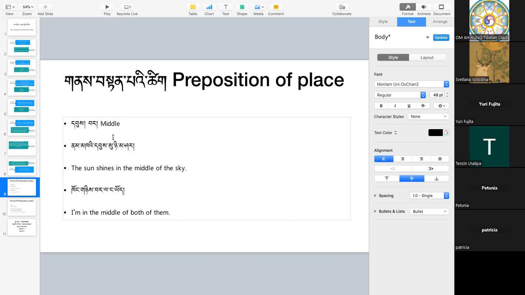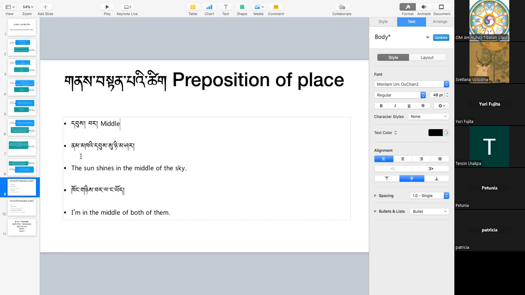Namke usu nimashar. And then the second one is Koni parla ngayu, which means I'm in the middle of both of them. For example, if you had a sitting arrangement, or if you were sitting in a line, then you can say Koni parla ngayu, which means I'm in the middle of them. So u or par means middle.